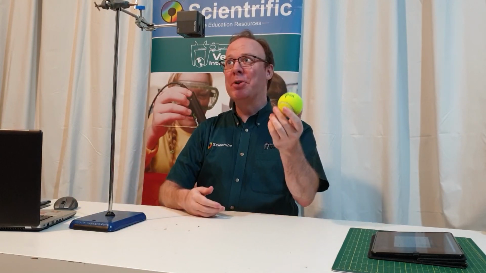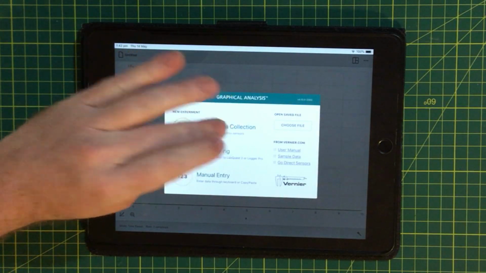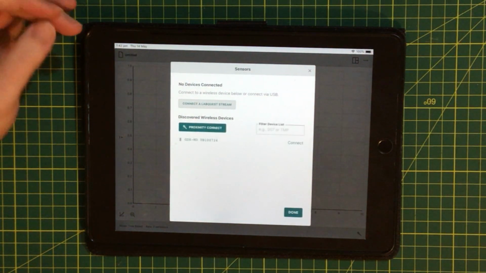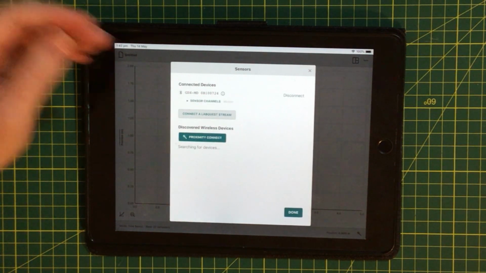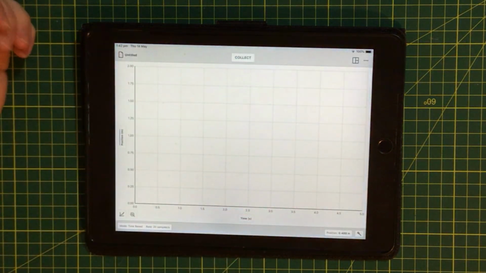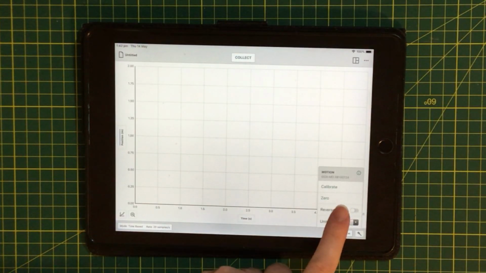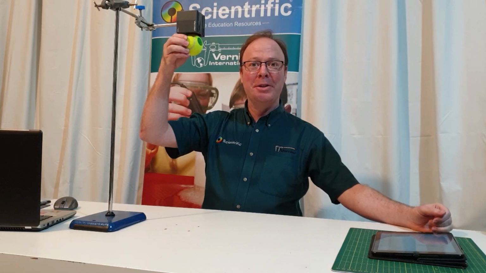So for this experiment, we have a few things. We have a ball, most obviously. We have our motion detector set up, and we also have the graphical analysis app. This will be the one that collects the data. So I connect to our motion sensor, and then I'm ready to go. So I'll start with the measurement at 0 and now we're ready to go for this experiment.